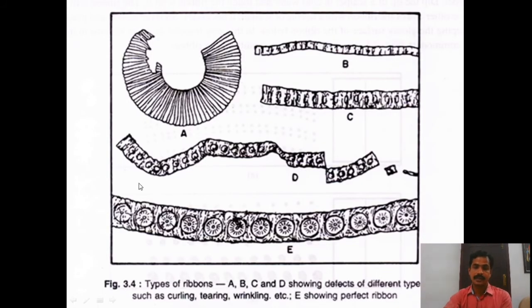So these are different kinds of ribbons, specimen wax ribbons. This is the ideal one. These are the deformed or defective ribbons.